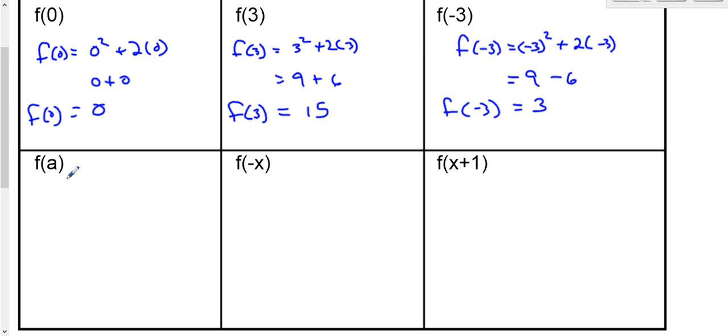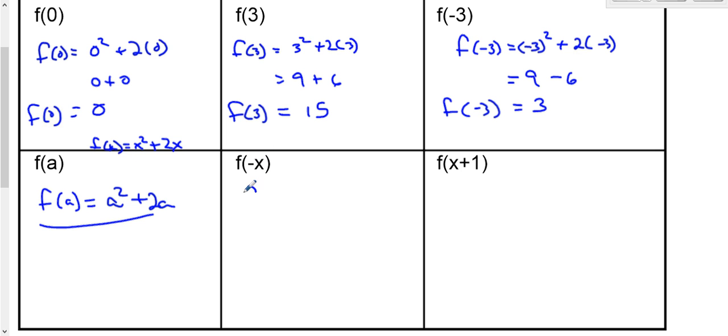When I plug in a, that just simply means that I'm replacing x with a. So remember our function was f of x equals x squared plus 2x. So in place of x, I am just replacing x with a. So I get a squared plus 2a. There's nothing more that I can do, so that is our answer.